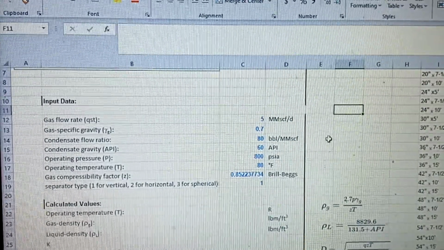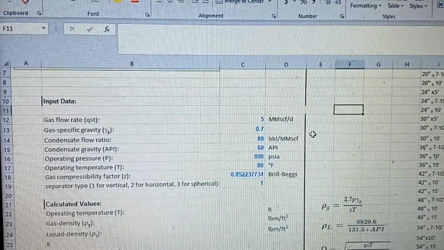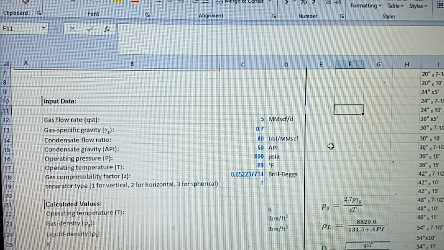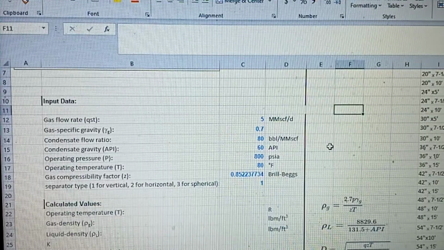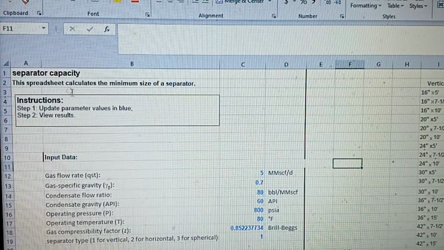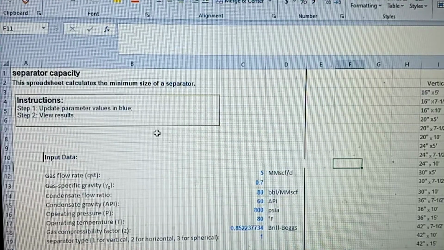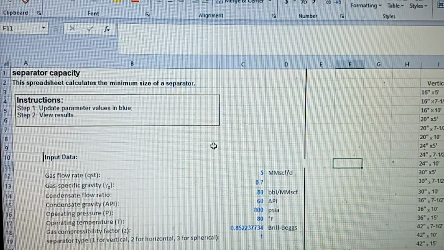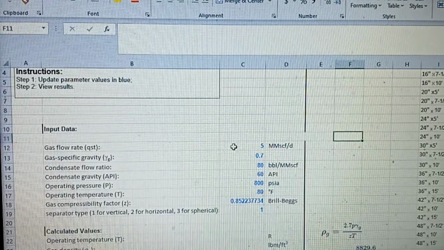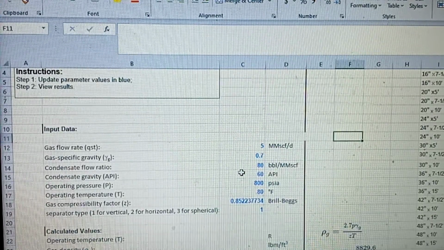Okay, this video is going to help you for lab number 9, where you're going to be constructing another template just as we did in lab 8. In this case, we're going to be constructing a template to calculate the size of a separator you'll be needing for a particular application.